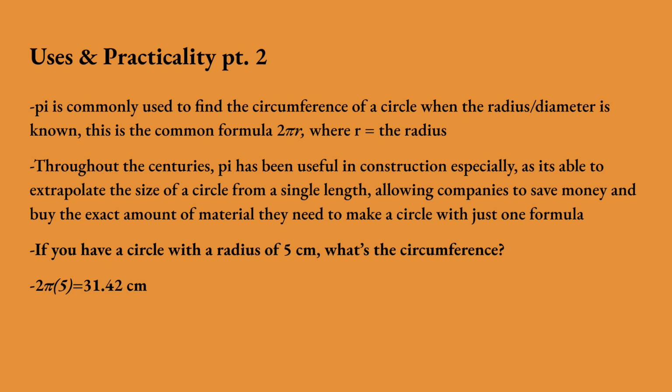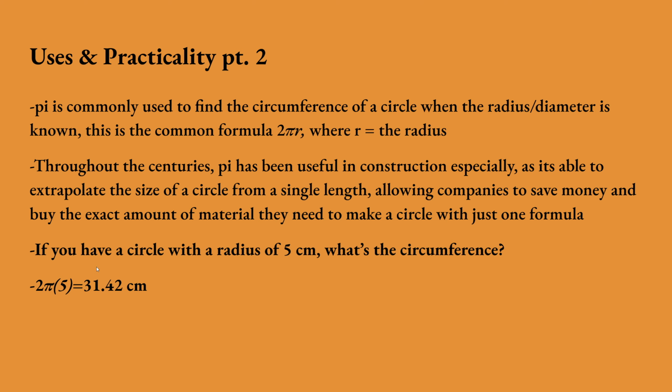Next is pi. Pi is commonly used to find the circumference of a circle when the radius or diameter is known, or the other way around, which is pi r squared. 2 pi r is when you have the radius and you want to find the circumference. So pi has been very useful in construction since it was discovered, because you could essentially only have to know one length, just one plank or board or pole that was your radius, and then you would know how much material to buy for the circumference by just multiplying that amount using 2 pi r. And this would save a lot of trial and error and money and guesswork.